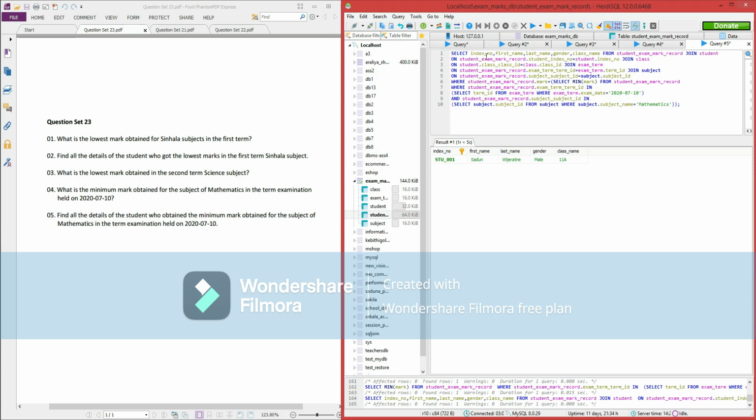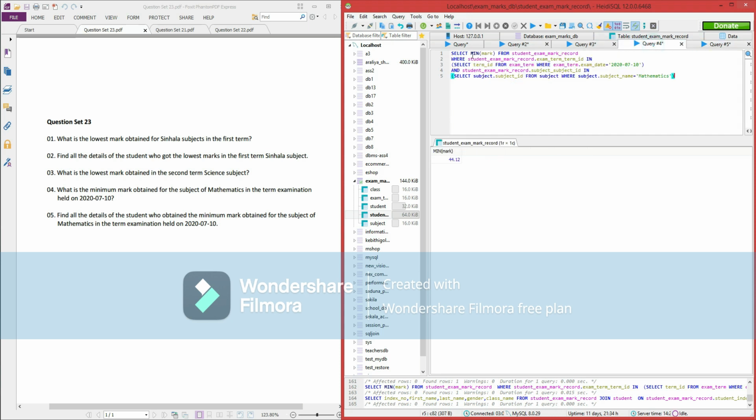Then I've given the specification where the mark is equal to the minimum mark obtained for the subject of mathematics in the exam held on this particular date. I've given this specification for the mark using a subquery and this subquery is the query that we wrote in the fourth question.